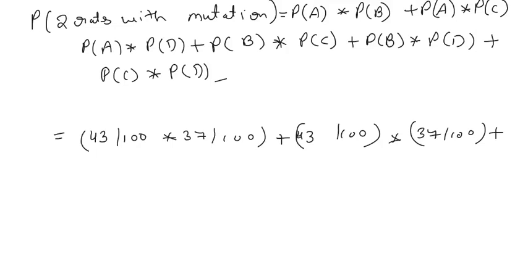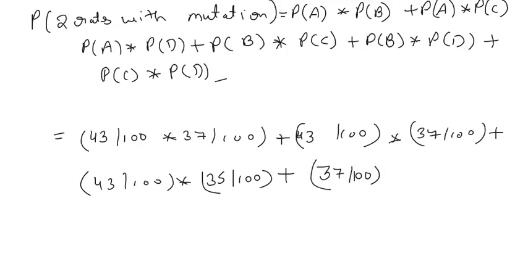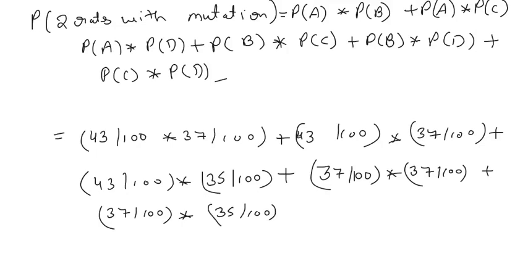plus 43 by 100 in multiplication with 35 by 100 plus 37 by 100 in multiplication with 37 by 100 plus 37 by 100 in multiplication with 35 by 100 plus, this is the last one, 37 by 100 in multiplication with 35 by 100.